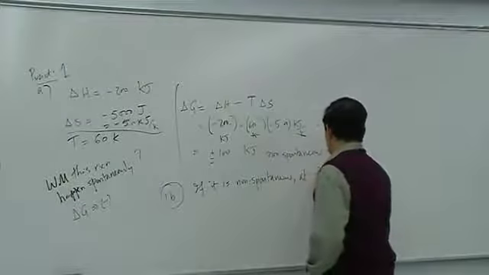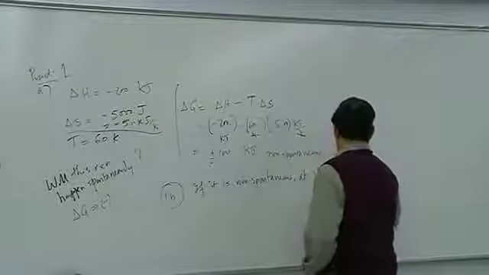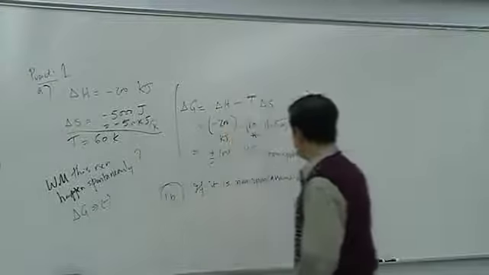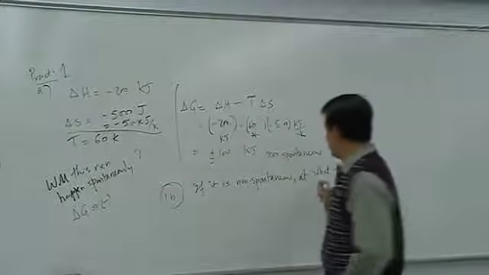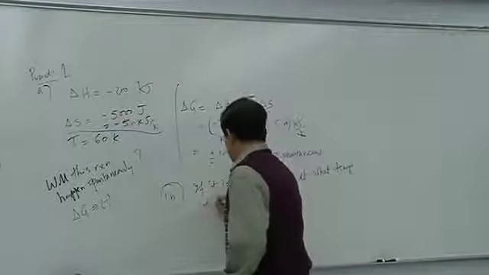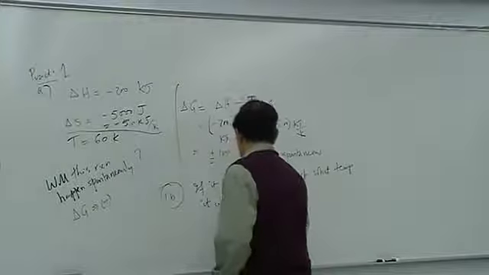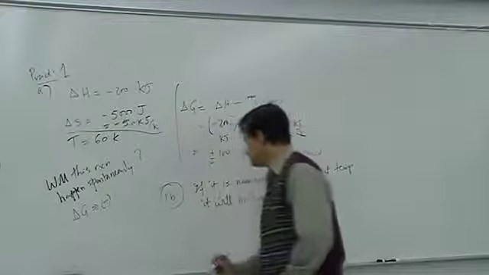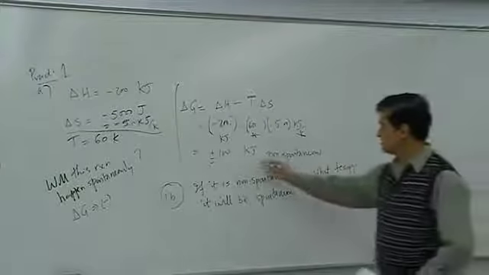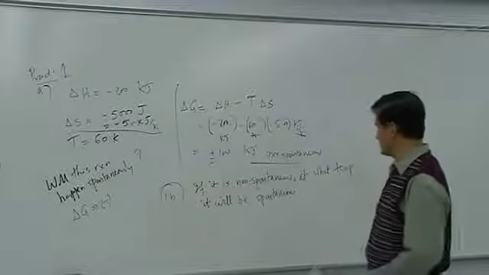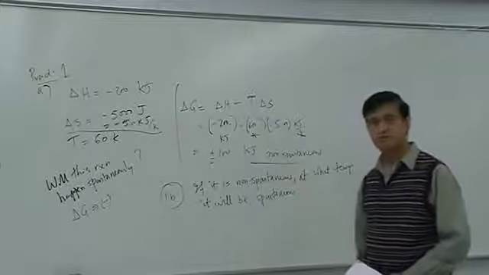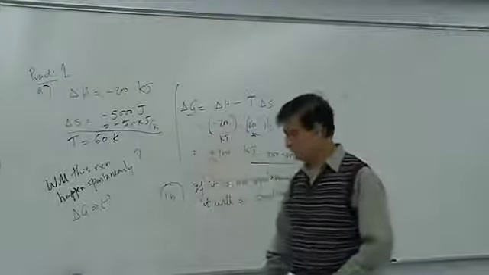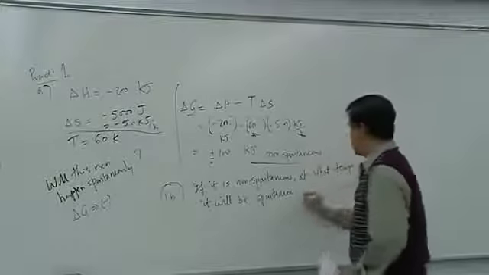at what temperature will it be? So if it is non-spontaneous, then at what temperature it will be spontaneous? So obviously it's non-spontaneous at 60, so now we need to find out at what temperature it's going to be spontaneous. That means we need to find out at what temperature delta G becomes just negative. So let me show you how to do it.